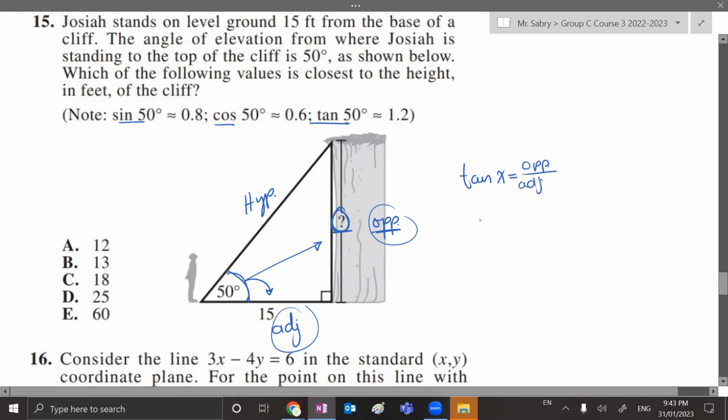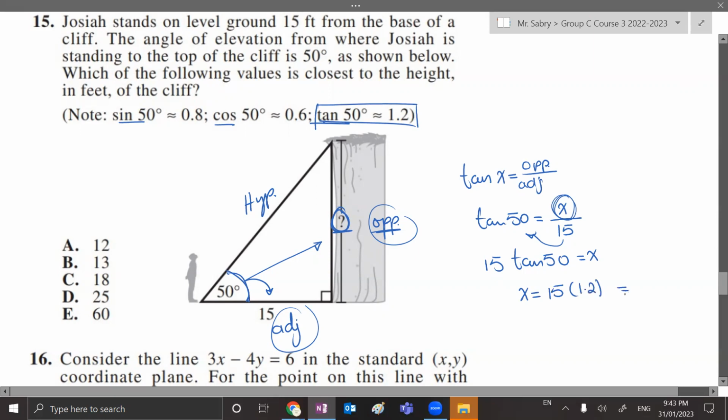The tan of any angle is equal to the opposite over the adjacent. So tan of the angle 50 is equal to the opposite, which I don't know, over the adjacent, which is 15. To find the value of x, I'll move this 15 to the other side by multiplication. So I'll have 15 times tan 50 equals x. You're already told here that tan 50 is equal to 1.2. So this means that x is equal to 15 times 1.2, which I think is 18, if I'm not mistaken. Yeah, it's 18. Does this make sense, everyone?